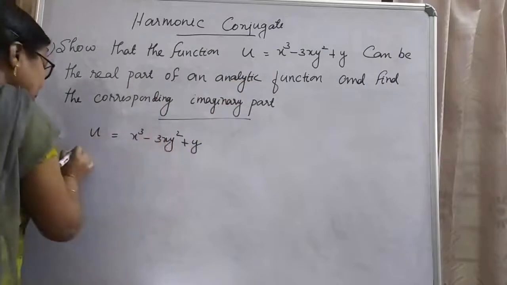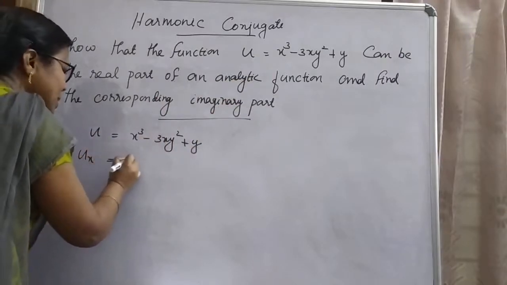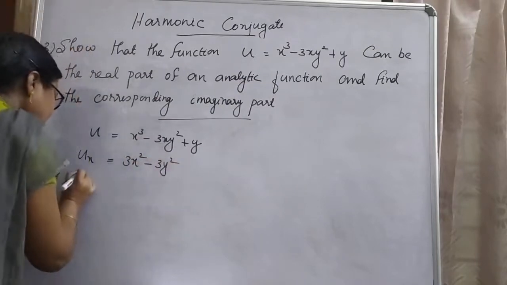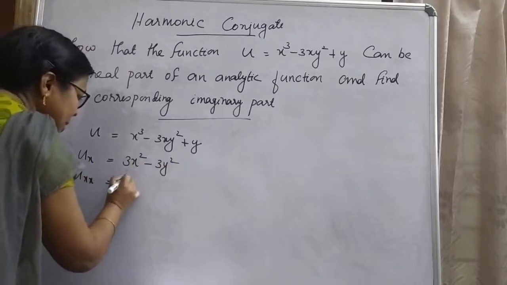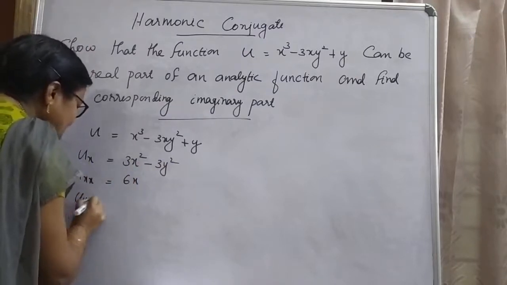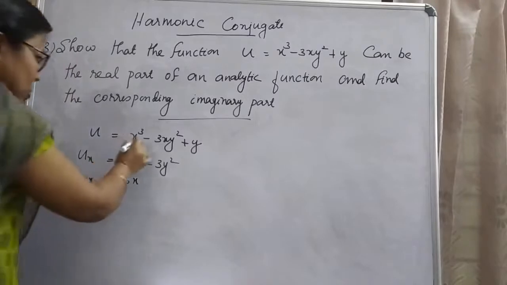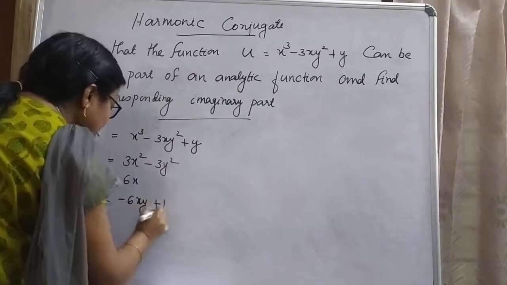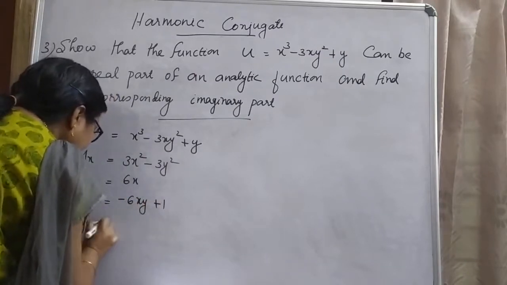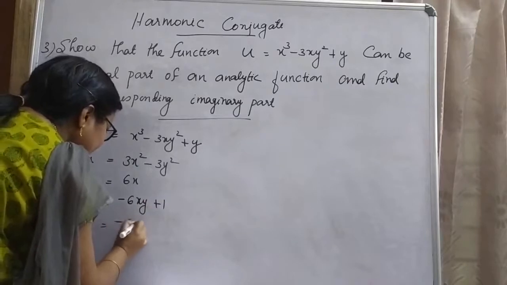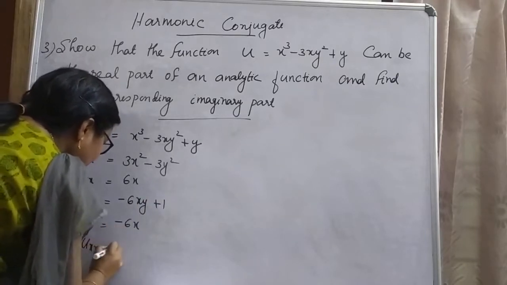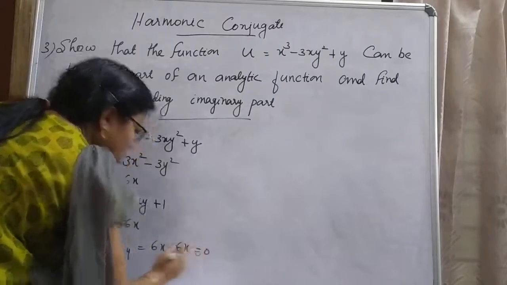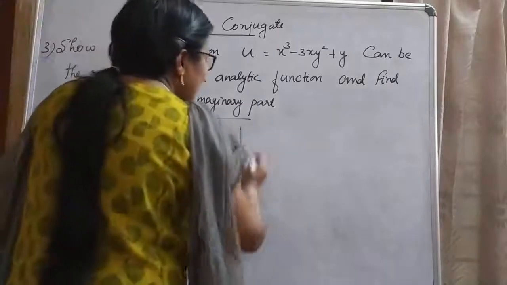U is given. Here ux is dou u by dou x, which is 3x square minus 3y square. Then uxx is 6x. Then uy, which is dou u by dou y, which is equal to minus 6xy plus 1. Then uyy, which is equal to minus 6x. Now uxx plus uyy, which is 6x minus 6x equal to 0. Therefore, u is said to be harmonic.